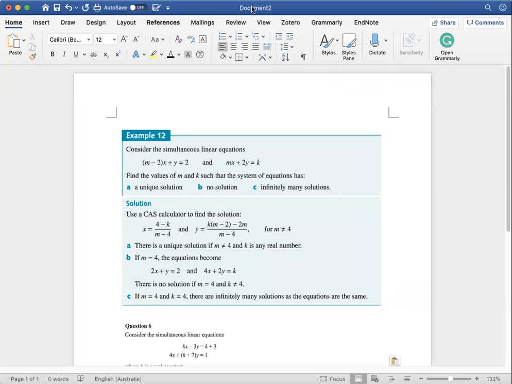Consider the linear equations. Over here we have (m minus 2) times x plus y equals 2, and mx plus 2y equals k. We want to find the values of m and k that give unique solutions, no solutions, and infinitely many solutions.